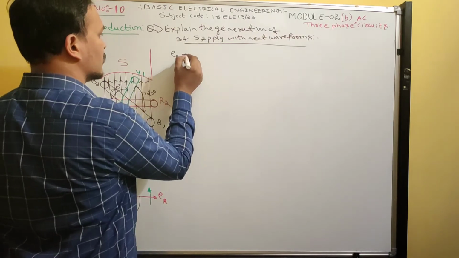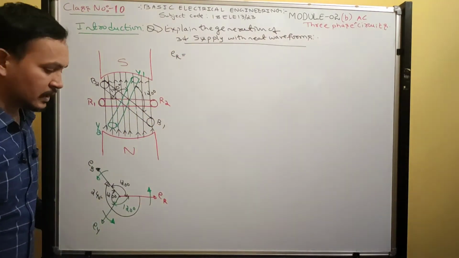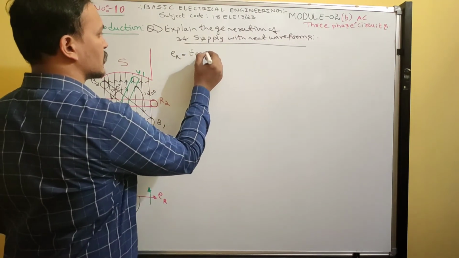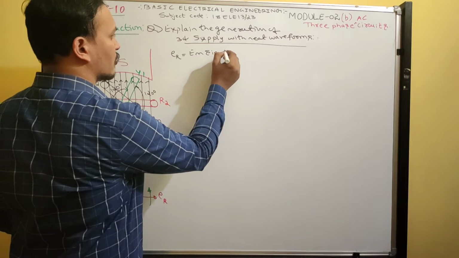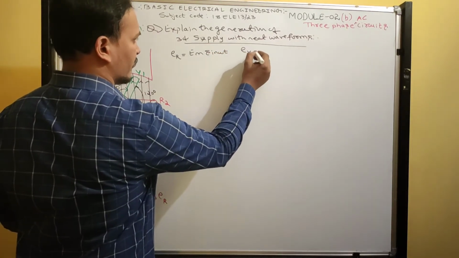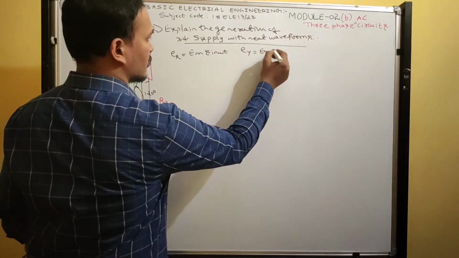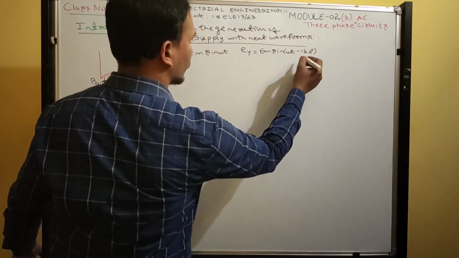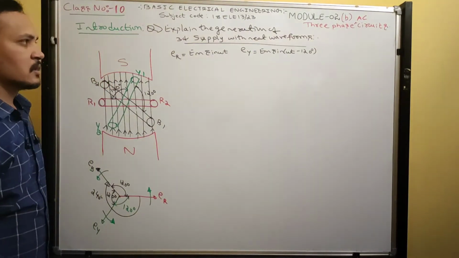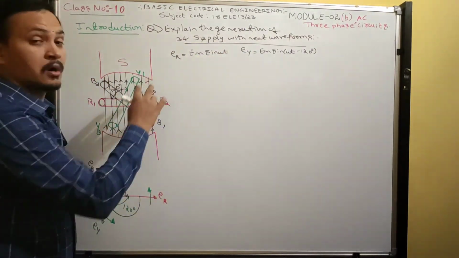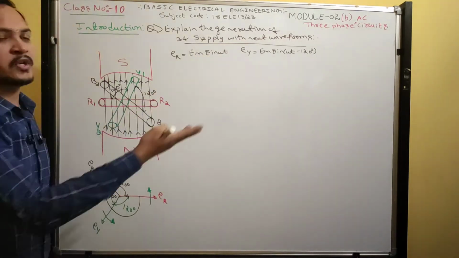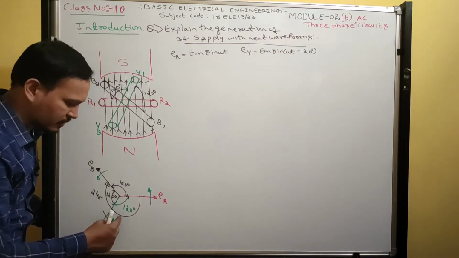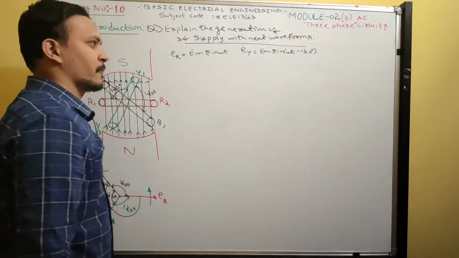So we can write the EMF induced in R phase as an instantaneous equation. ER is equal to EM sine omega t. Then next, EY. EY can be written as EM sine omega t minus 120. Why have I written minus? Lags. How have I written this EY with respect to R phase? EY lags the R phase by how many degrees? 120 degrees. EY lagging ER by 120 degrees.